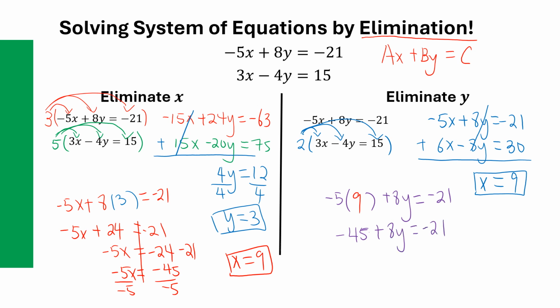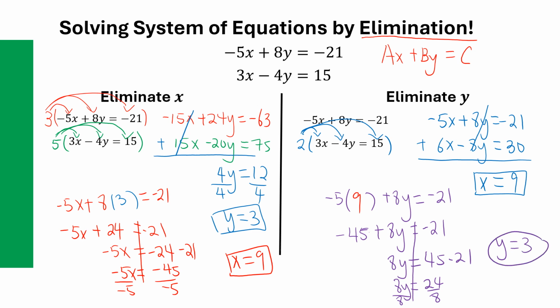And then again, to solve this equation, put the variable on the left side. So that gives you positive 8y equals negative 45 becomes positive 45. Bring down the negative 21. So we have 8y equals 24. And again, last step is divide both sides by 8. So y equals 3.